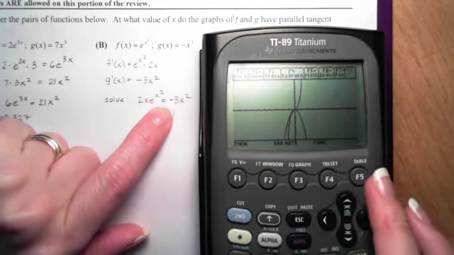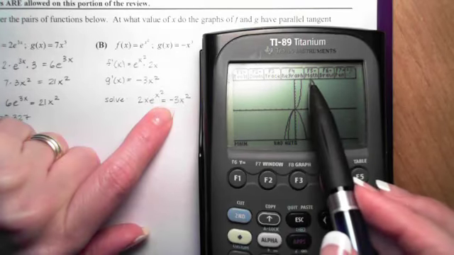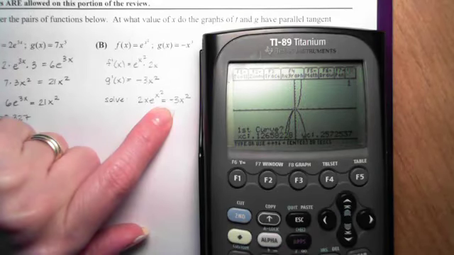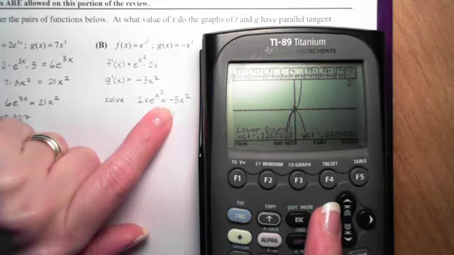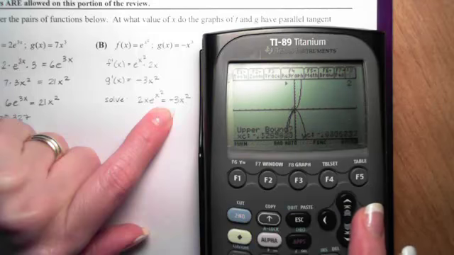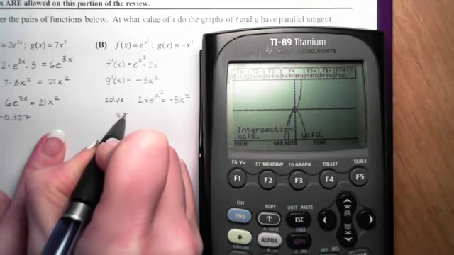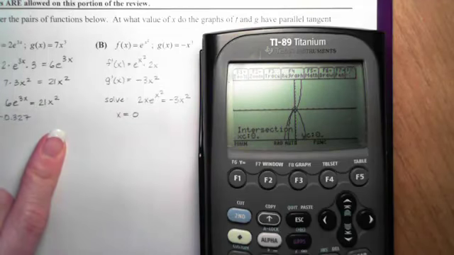So to find that intersection, again, we do the F5 math menu. So I hit F5. I want the intersection, which is number 5. First curve, hit enter, second curve, hit enter. Lower bound means I need to be to the left. Upper bound means I need to be to the right. Hit enter, wait, and it finds that intersection at x equals 0.